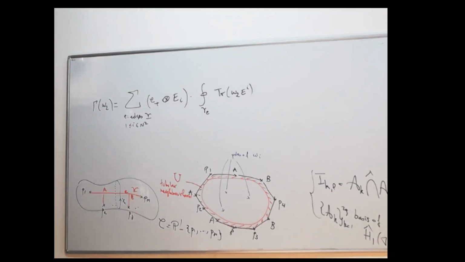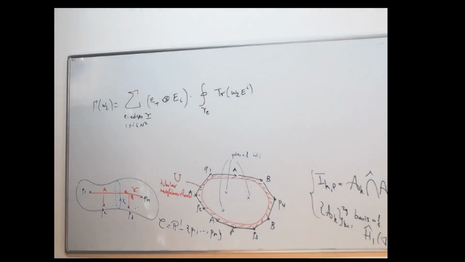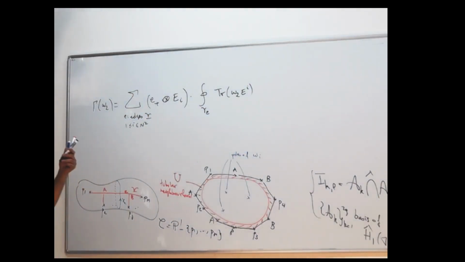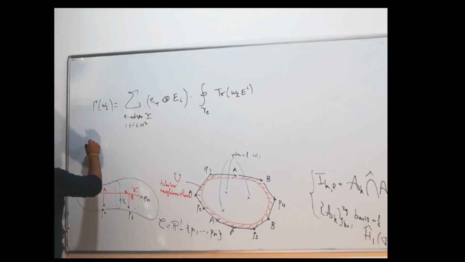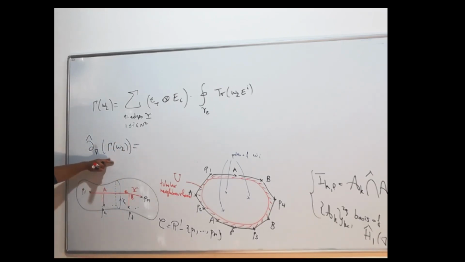Okay? Now, to write something like I did here, meaning that I have this form and I have paired it with this gamma omega 2, that means that the boundary of this gamma omega 2 has to vanish. Otherwise you can't pair it with a matrix value differential form. So we have to calculate the value of its boundary and check that it's 0.